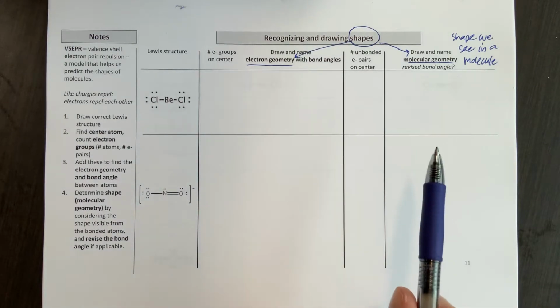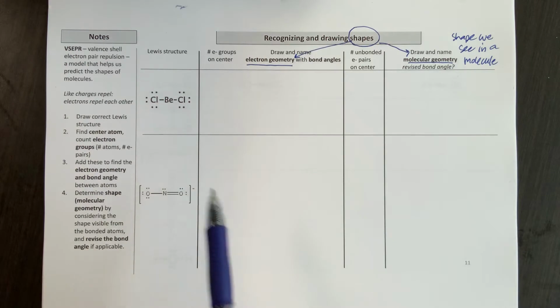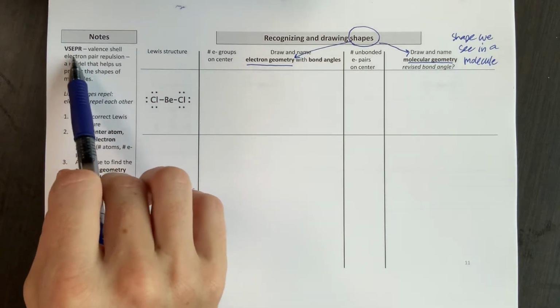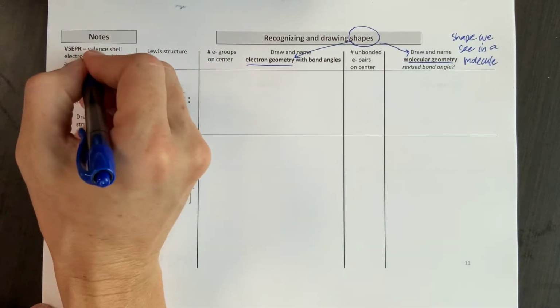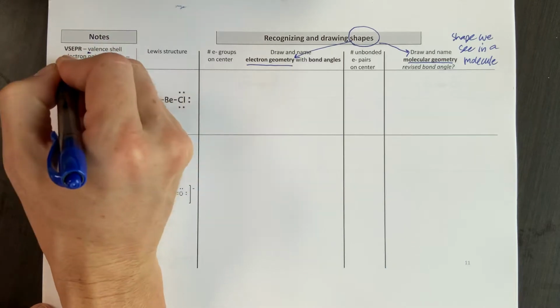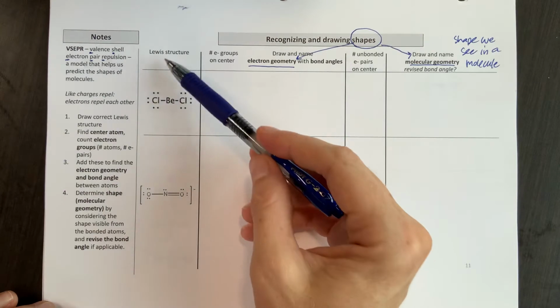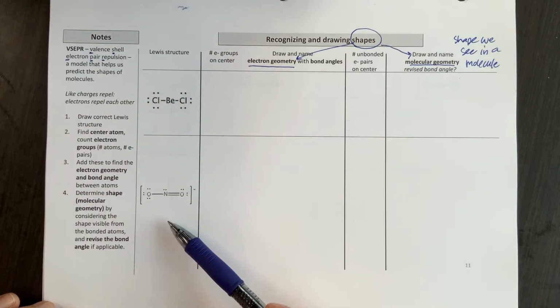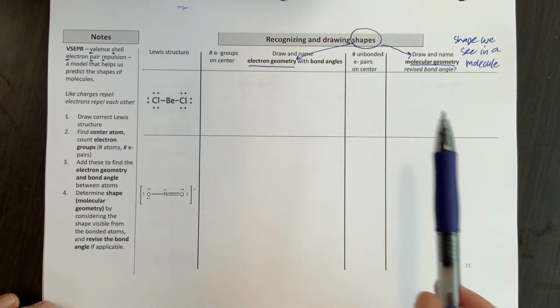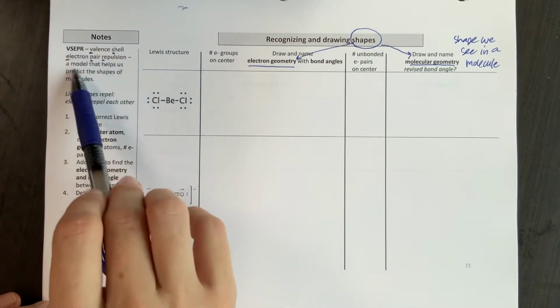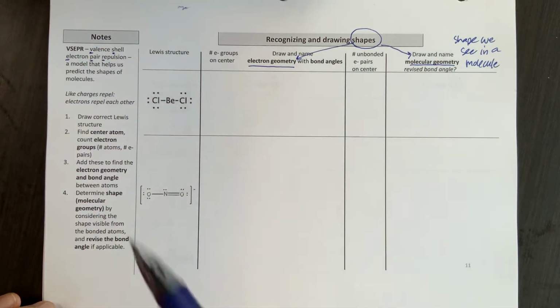This model that we're working with here is called VSEPR, is how we pronounce this acronym, and it stands for Valence Shell Electron Pair Repulsion. You can see that we start with a Lewis structure. You have to have that before you can work on these shapes. And if we break this acronym down, you can kind of understand it, I hope.